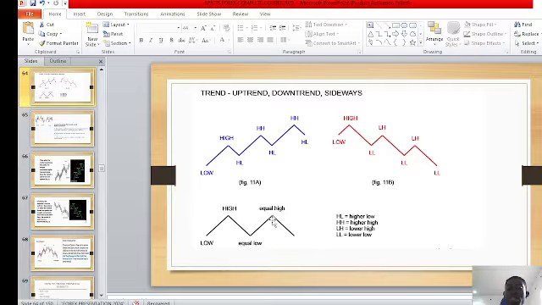And then we have a ranging market. When the market is between fixed resistance and support, it is said to be a ranging market or a sideways market. Then I'll be looking forward to buying at the support and selling at the resistance.